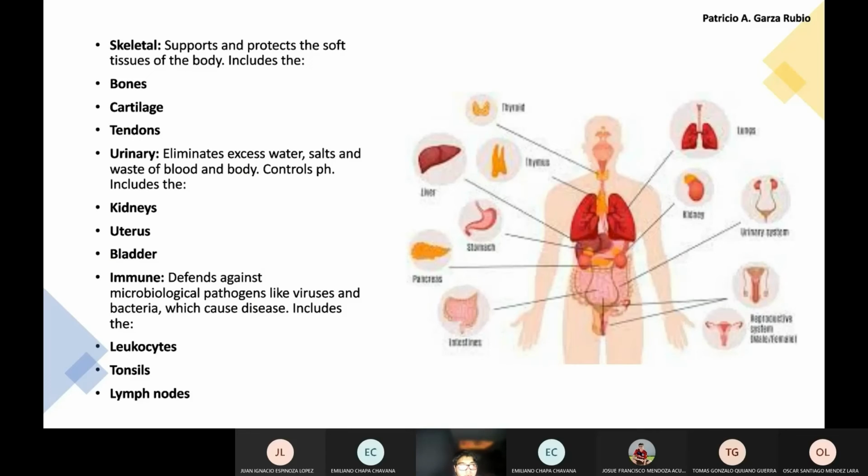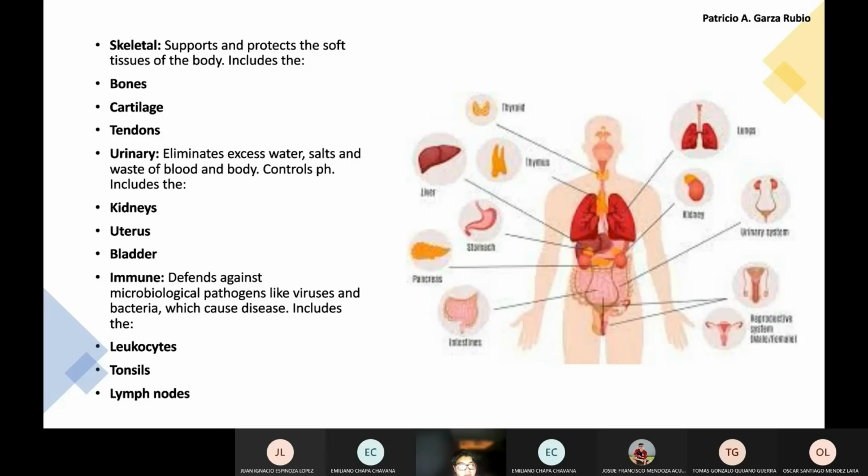Skeletal system. Supports and protects the soft tissues of the body. Some include the bones, cartilage, and tendons. Urinary system. It eliminates the excess of water, salts, and waste of blood and body. Controls pH. Some of it includes the kidneys, uterus, bladder.